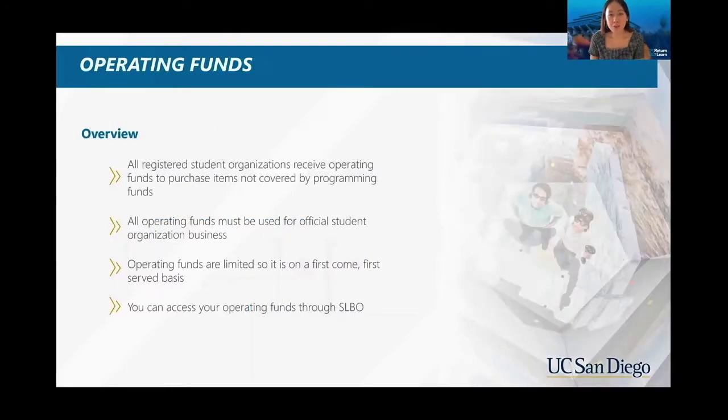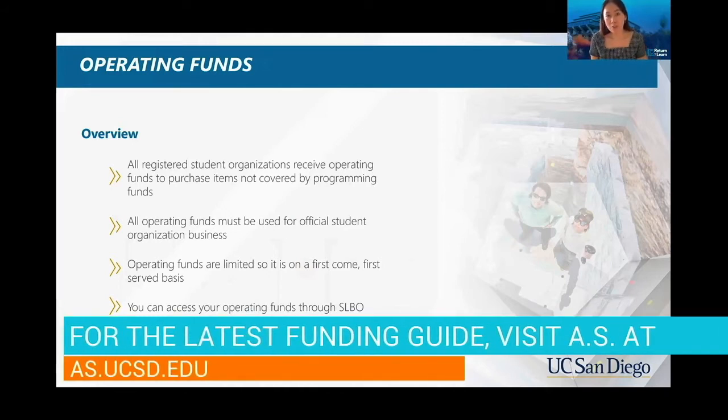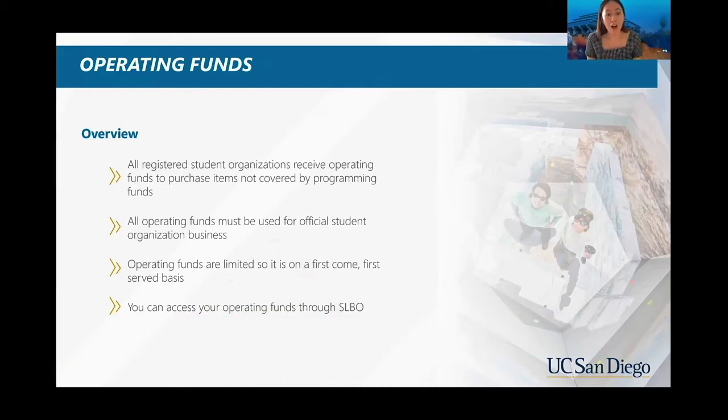Moving on to operating funds, each year, AS allocates a certain amount of money to all registered student organizations to purchase items not covered by programming funds. The amount that AS allocates each year changes, so the best way to find out how much money was set aside for this academic year is to check the latest AS funding guide. I'll go over what kinds of items are allowed and not allowed later on in the video.